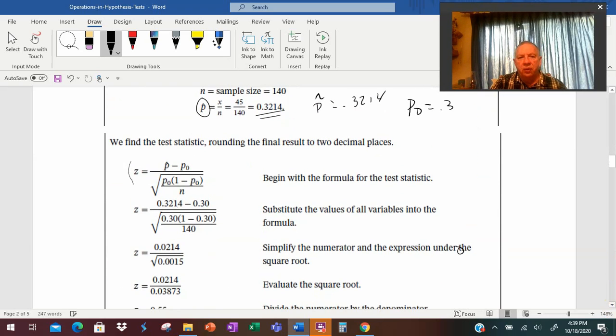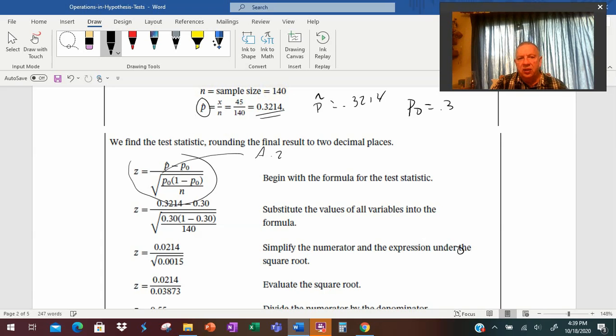So here's the formula, and this is a z-score. When we compare anything and do critical values based on an alpha, which we haven't worked with yet, this would be a z-table that we went to, A.2. The t-test would have been the A.3, okay? 0.3214, that's our p-hat. P0 is 0.30. P0 times 1 minus P0, over 140.